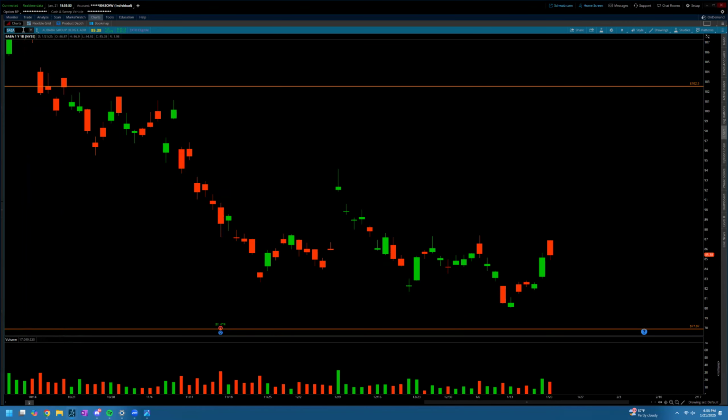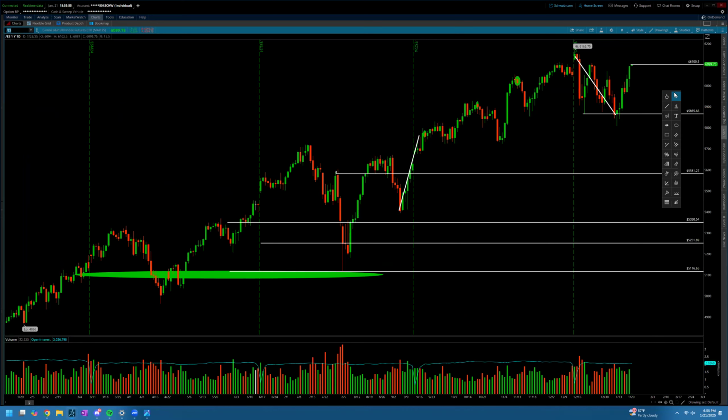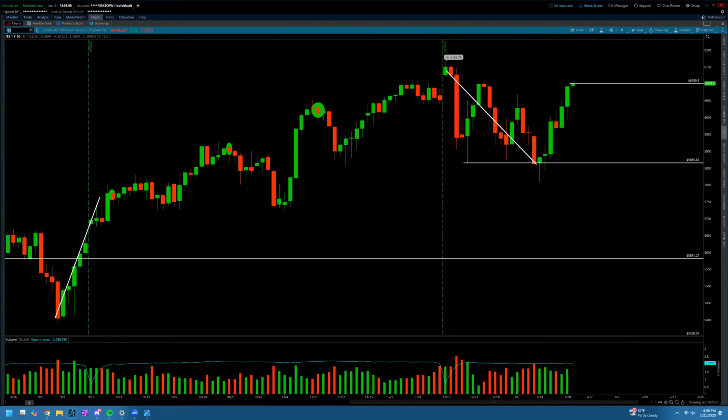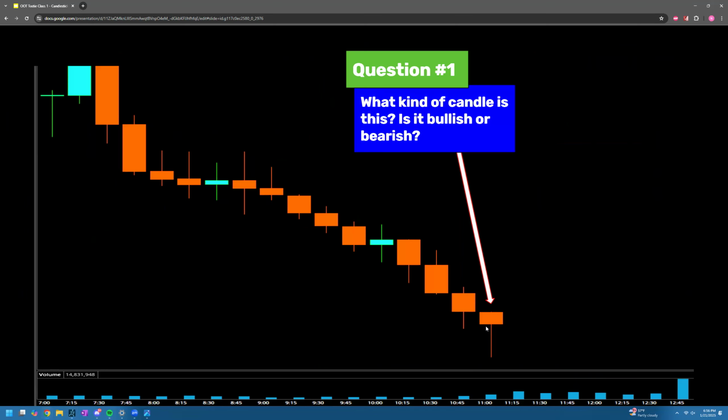So if we take a look back at that ES example, we had a green hammer here, which represents where price really closed at the high of day. This one wasn't exactly that, right? Price didn't close at the high of day. It closed a little bit below it. However, we still have that same long downside wick. Yeah, it's definitely stronger if it is green, right?